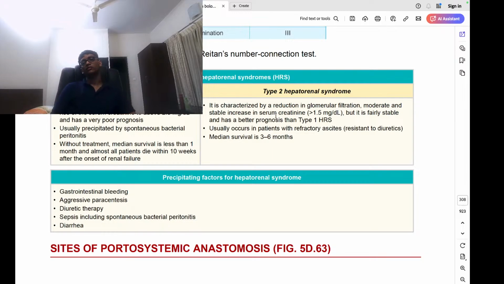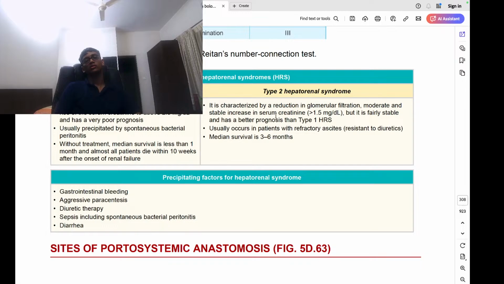Precipitating factors for hepatorenal syndrome are gastrointestinal bleeding, aggressive paracentesis, diuretic therapy, sepsis through spontaneous bacterial peritonitis, and diarrhea.